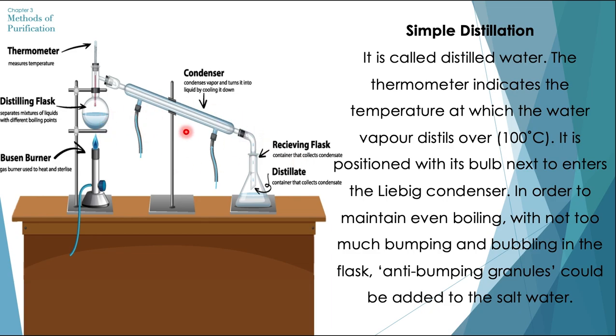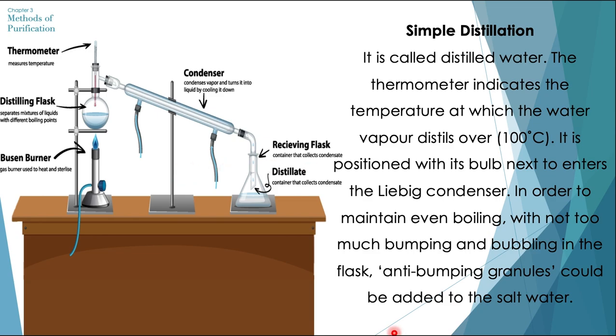So this is simple distillation. It's very simple, as you can see. The solution is boiled and then the steam given off is condensed. So the condensed water is very pure. It is called distilled water. So this was simple distillation. I hope you've understood it.